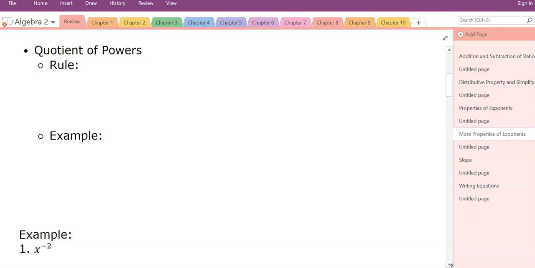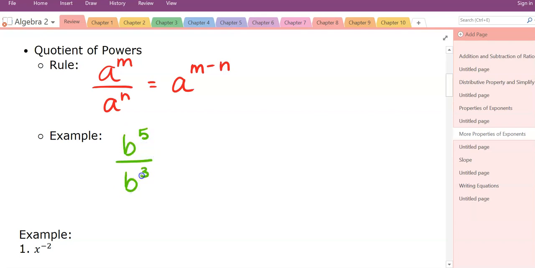The second property I want to talk about in this section is the quotient of powers. In the last video with the other properties, we had the product of powers, where we multiplied two of the similar bases and added their exponents. For the quotient of powers, you're going to be dividing them. So you'll have something like a to the m over a to the n, and what you're going to have to do is subtract those exponents. For example, if you have b to the 5th power over b to the 3rd power, you're going to be taking 5 minus 3, which is going to be b squared.